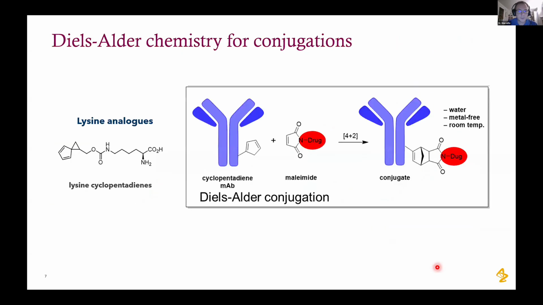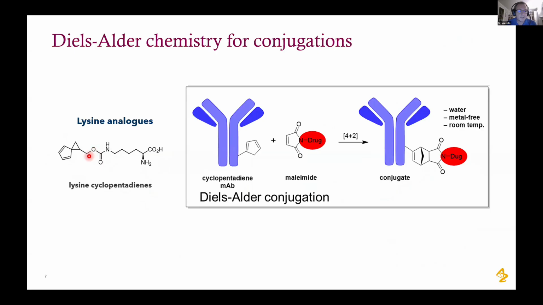So why a non-natural amino acid? And what is a non-natural amino acid? A non-natural amino acid is an amino acid that has a functional group that is not found in nature. And in our case, we like to use this amino acid called lysine cyclopentadiene. So it's lysine up to this amine group here.